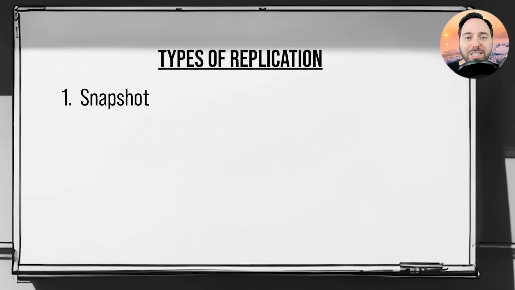First up, we have snapshot replication. This one is pretty easy to understand. Give me all of the rows from the publisher's table on my subscriber table. If a new row gets added to the publisher, we will not see it on the subscriber until we rerun the snapshot replication SQL agent job.